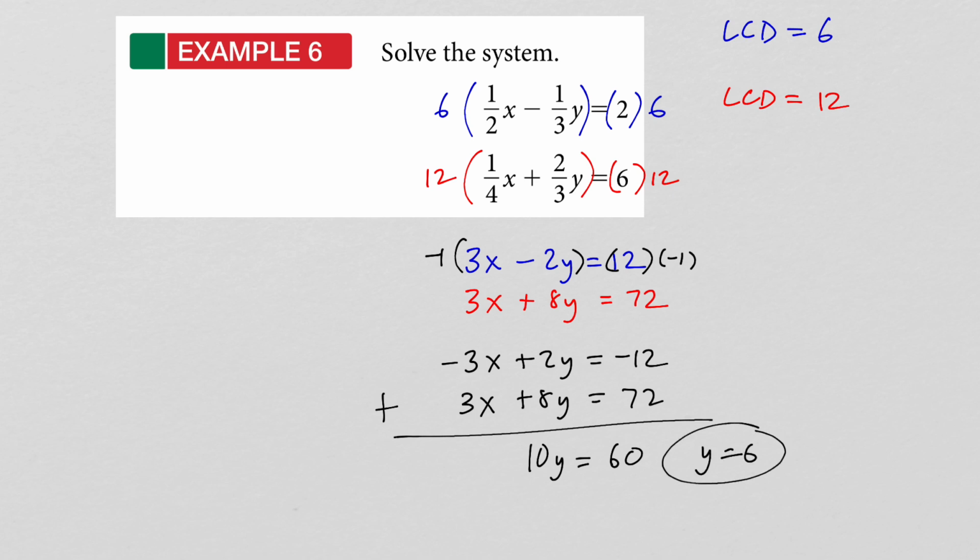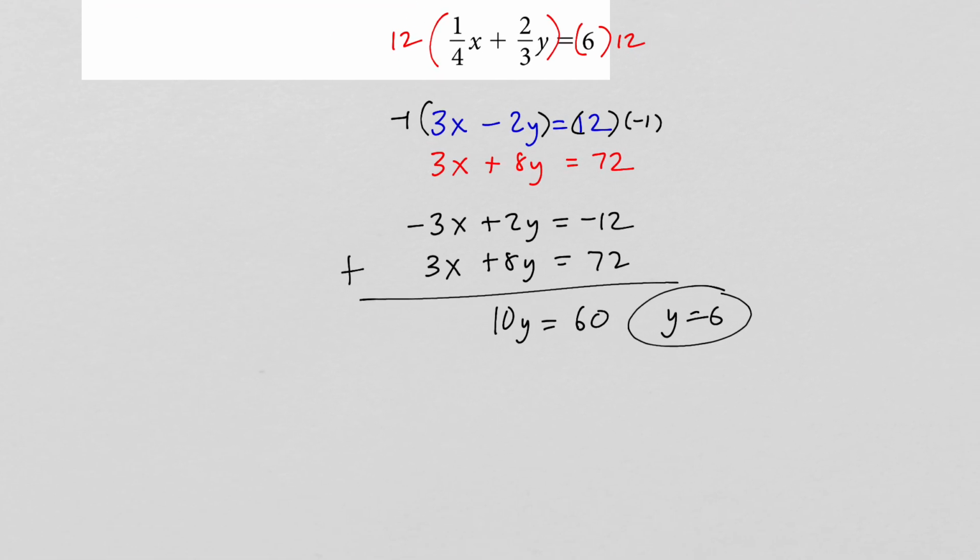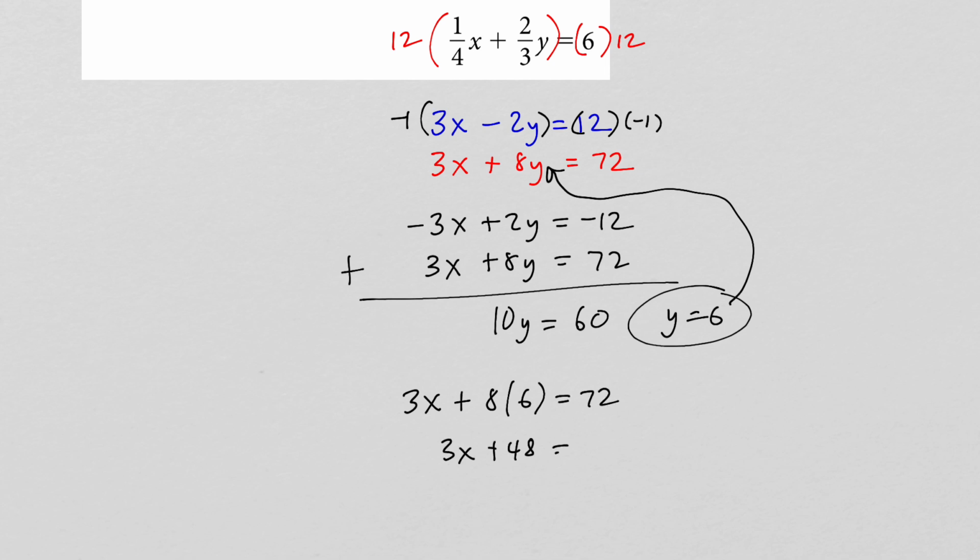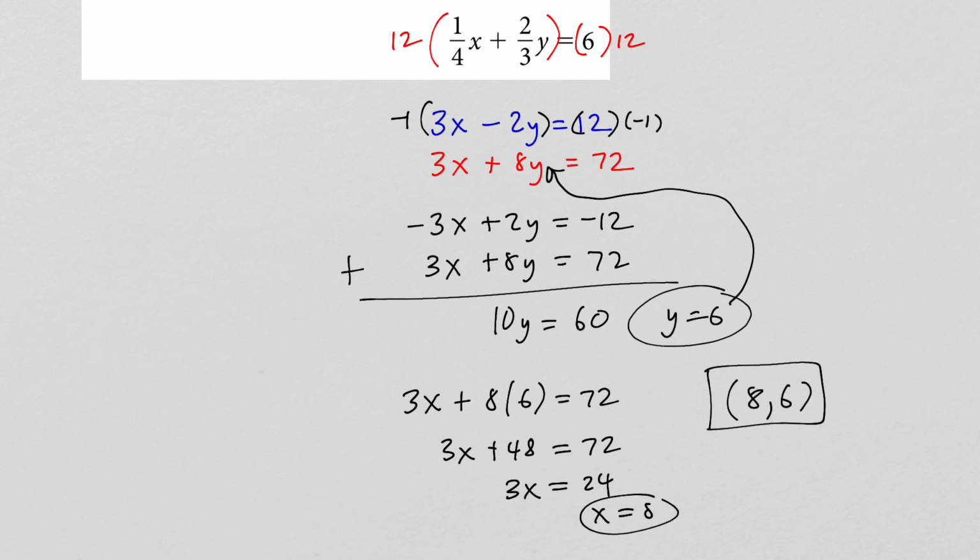And if y is equal to 6, we can plug that in, say, to here, which will give us 3x plus 8 times 6 is equal to 72, or 3x plus 48 equals 72. Subtracting 48 from both sides, we get 3x is equal to 24, and dividing by 3, we get x equals 8. So the solution here is x equals 8, y equals 6.